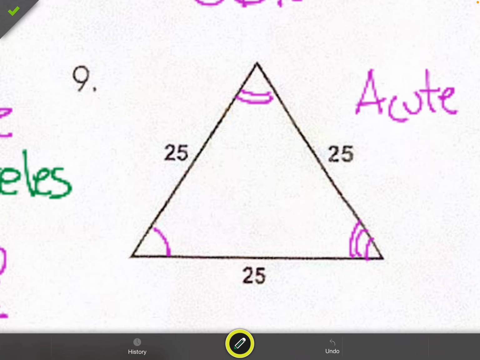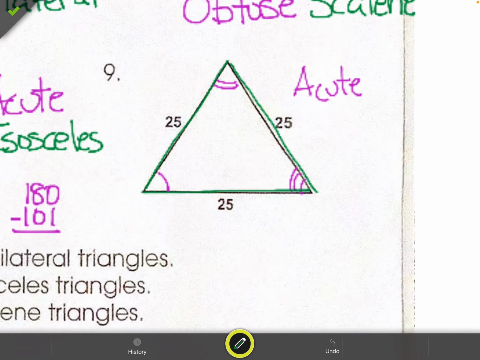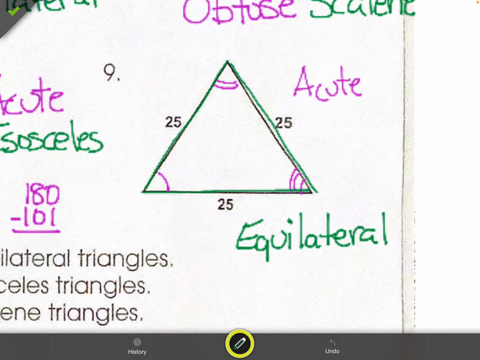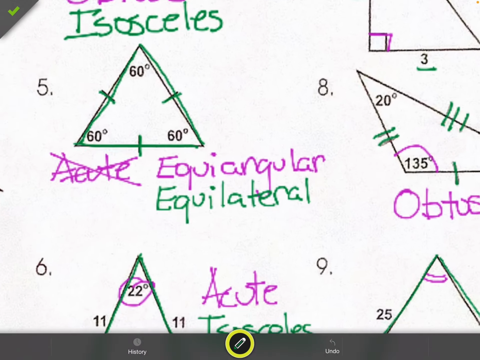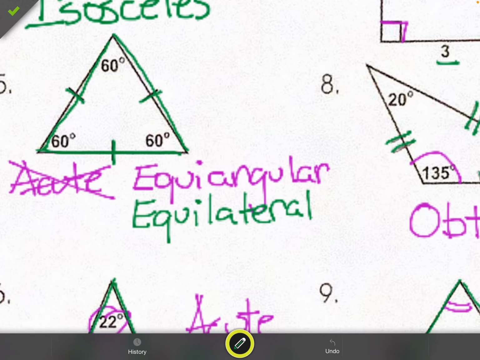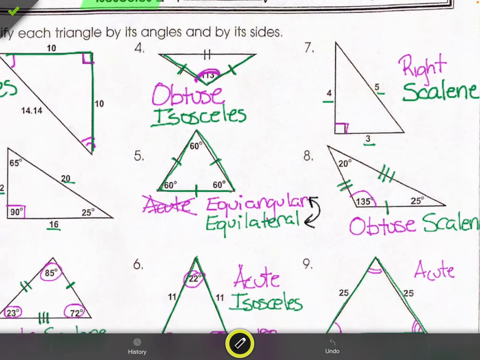All right, so let's check out our sides. This side is 25, this side is 25, and this side is 25. Okay, so all of my sides are the same. So we know if all my sides are the same, we call it equilateral. Now, when we had one like this just a minute ago, I told you guys, if you look back up here, I said if it's equiangular, then it's automatically equilateral. Okay, but you can also reverse that. If it's equilateral, by default, it's automatically equiangular.